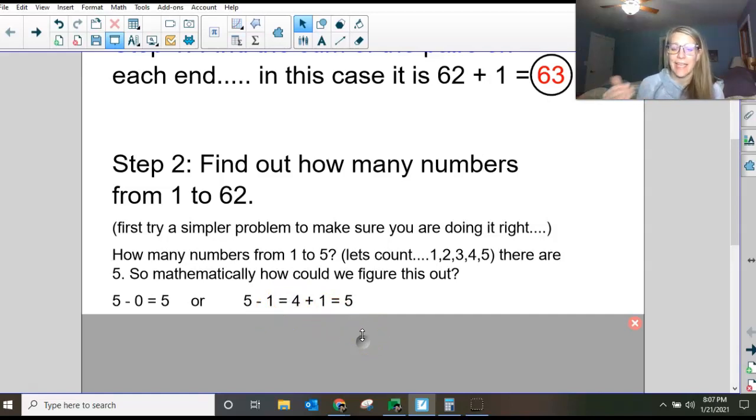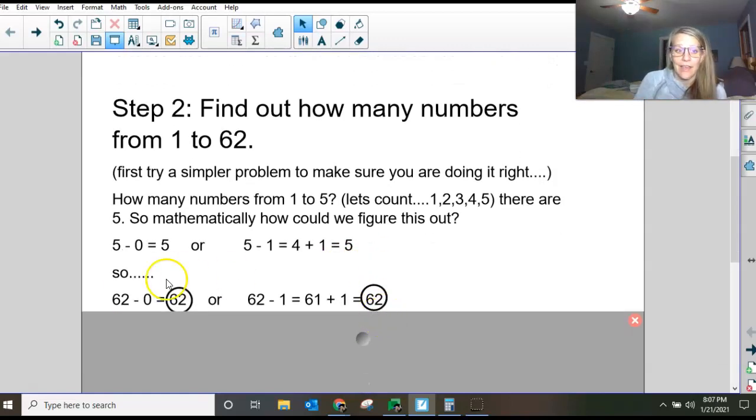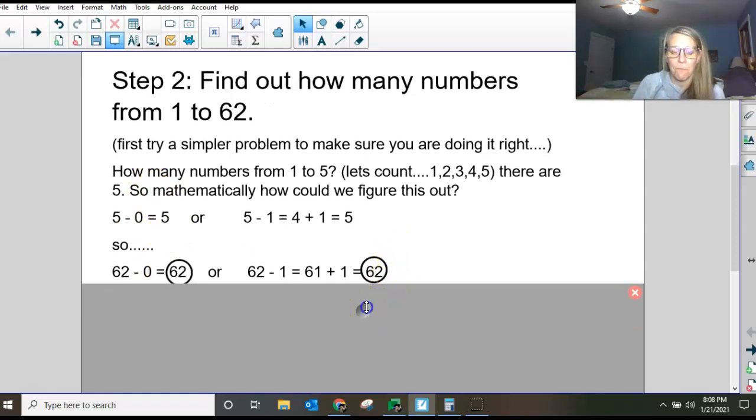And in this case, it's not that hard to see that there's 62. 62 minus 0 is one way we could do that to get 62. Or 62 minus 1 is 61, and add back that 1 to get to 62. Okay, and it's pretty easy to see that in this situation, but there's going to be other situations later on that make it a little bit more difficult to see.